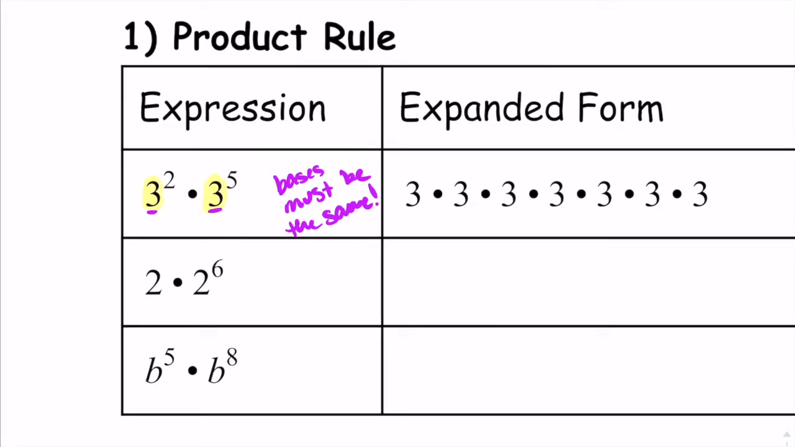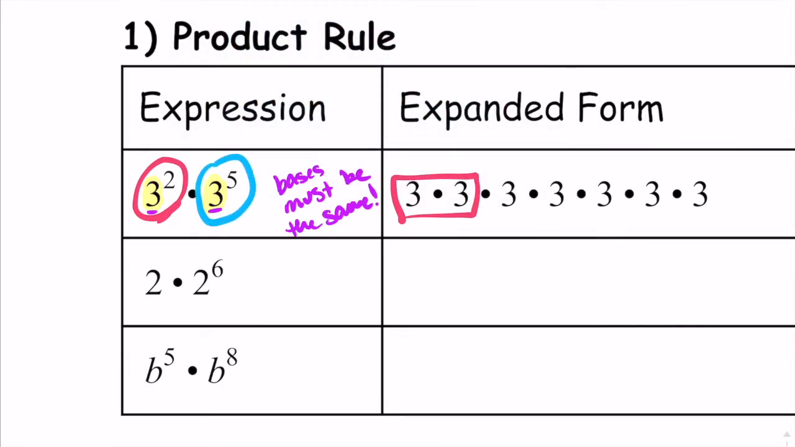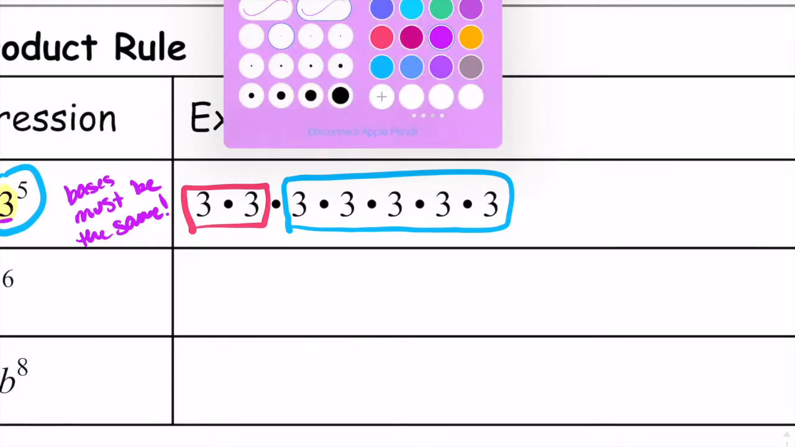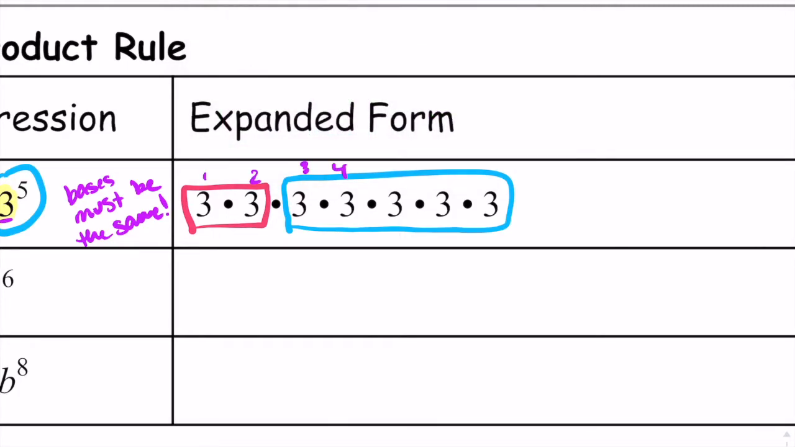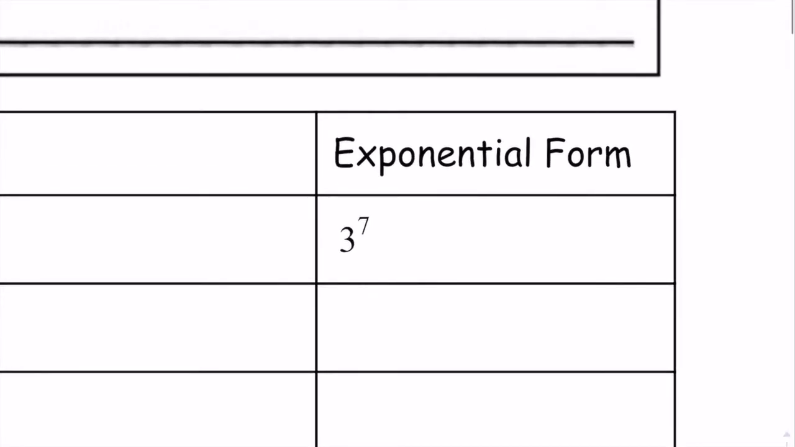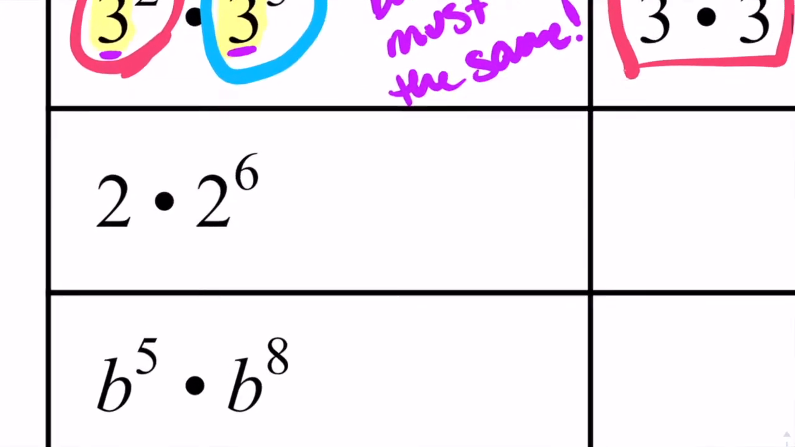So I would write this in expanded form first. So 3 squared means I have 2 3's, right? So here are my 2 3's. 3 to the 5th means I have 5 3's. I have 1, 2, 3, 4, 5 3's. So all I'm doing is just rewriting all of this in expanded form. So notice now how many 3's do I have left in my expanded form? I have 7. I have 1, 2, 3, 4, 5, 6, 7 3's. Another way I can write that is 3 to the 7th. Okay, so first write it in expanded form.